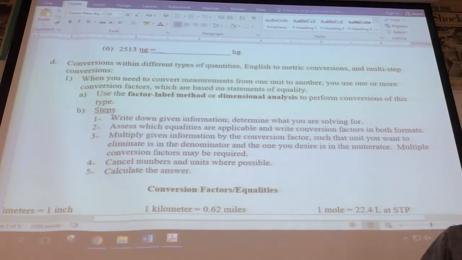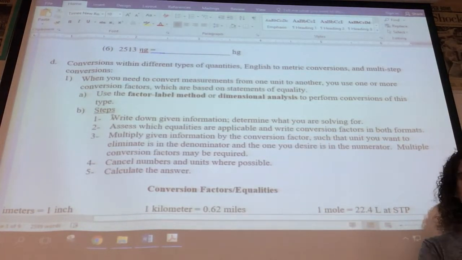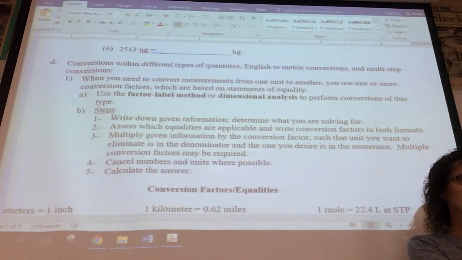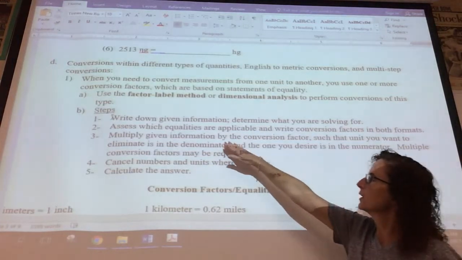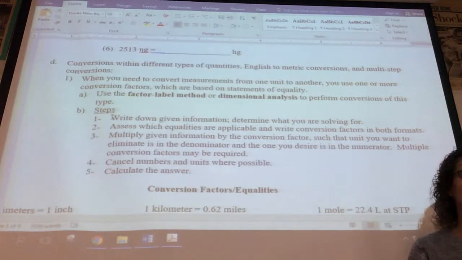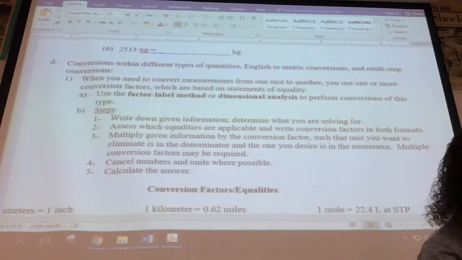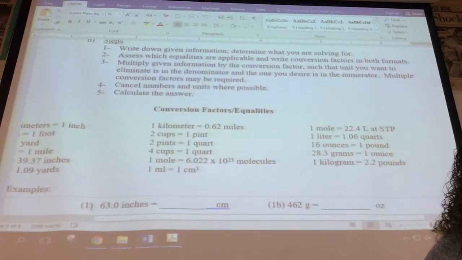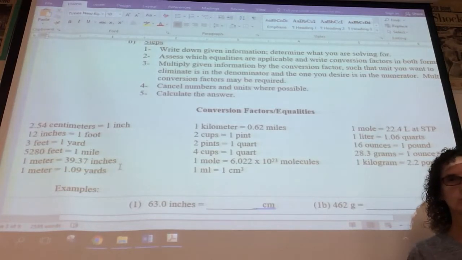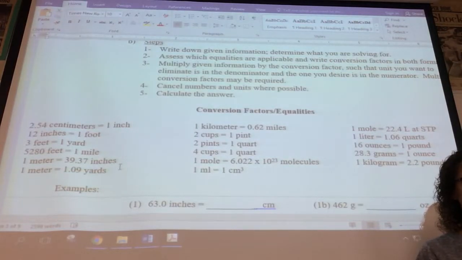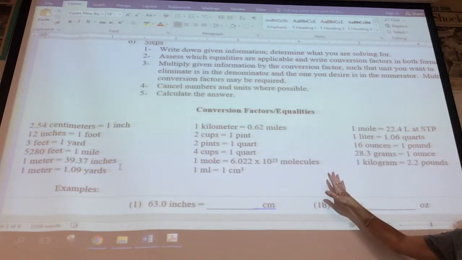So your first step is to write down the information provided. These problems are going to be pretty straightforward because the given and the unknown are going to be very clear, but in a word problem, your given is going to be a quantity, a number and a unit. Unknown is what you're solving for. You want to figure out which equalities are going to help you make that conversion. And your equalities or conversion factors are listed here. These will be given to you. You do not need to memorize them. They will be provided to you on any quiz or test. So you don't need to memorize these.